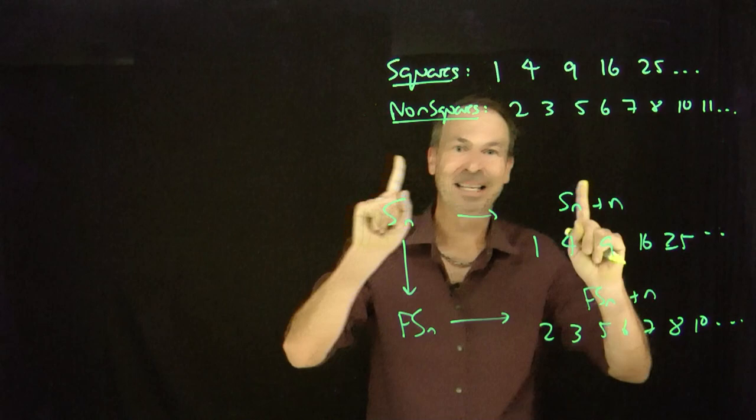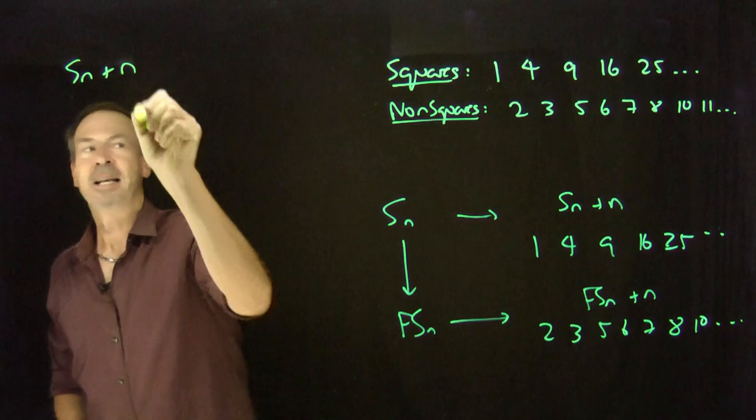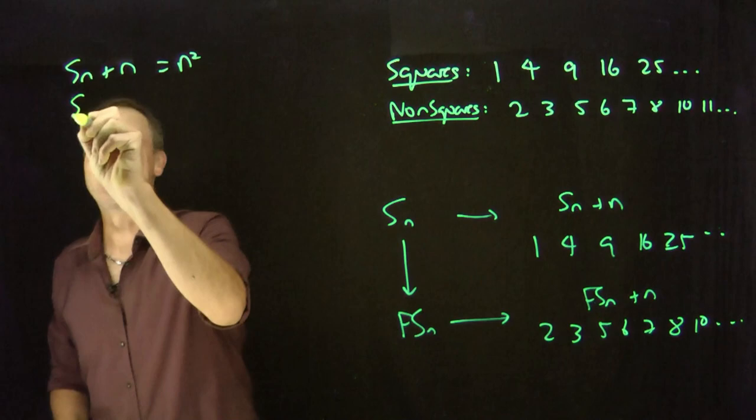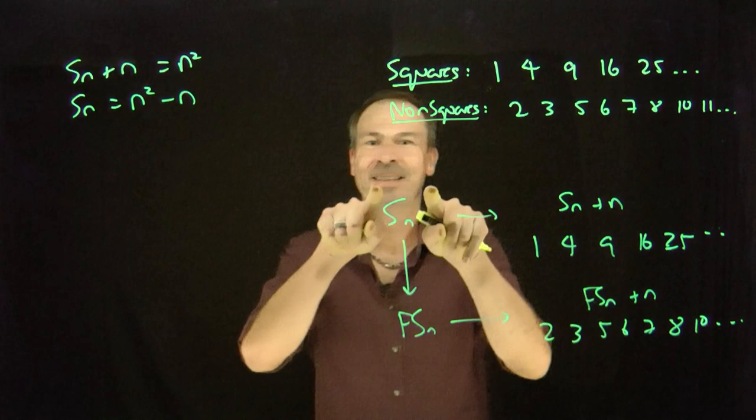I do know a formula for this sequence. Sn plus n is the square numbers, therefore it's given by n squared. Got that. Oh, which means I have a formula for Sn. It must be n squared minus n. There we go. All right, so two done. Got that one, that one. Can I now get a formula for the frequency sequence?